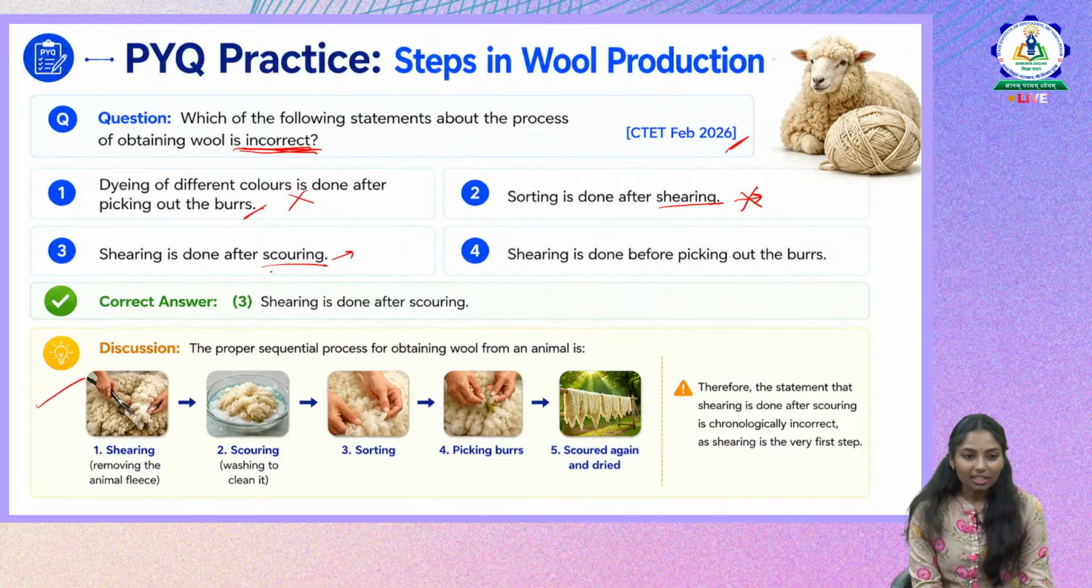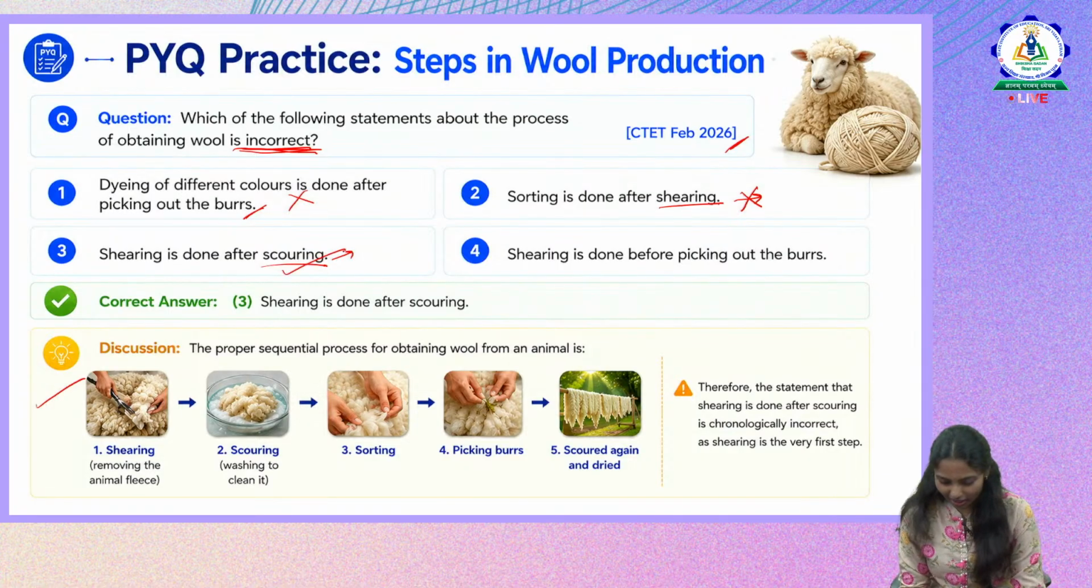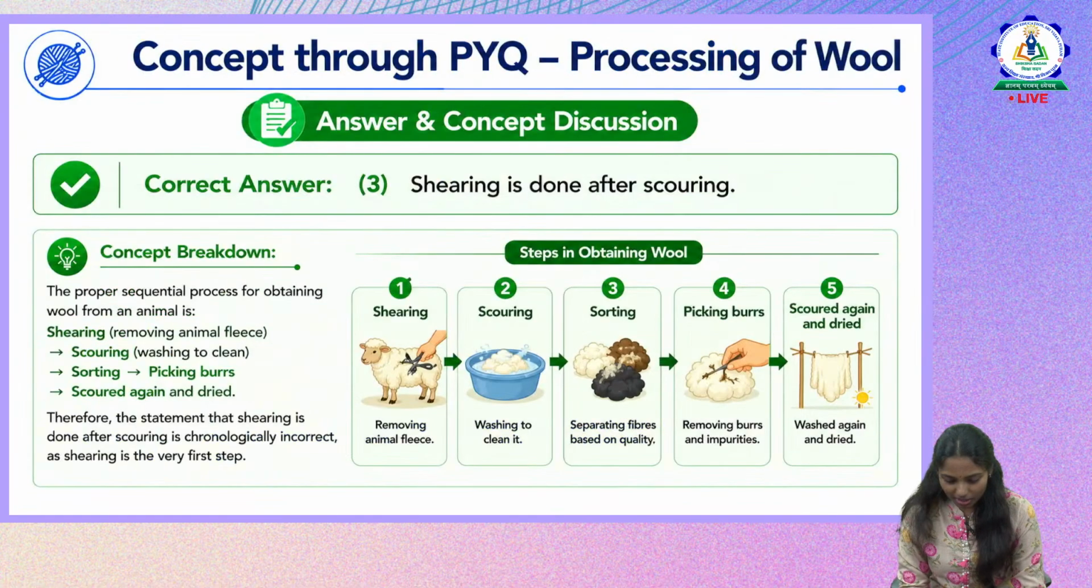So first, okay, so first we have shearing is done after scouring. No, first scouring is done, then we have shearing. So here the option number 3 is correct. So let me also check this option once again.